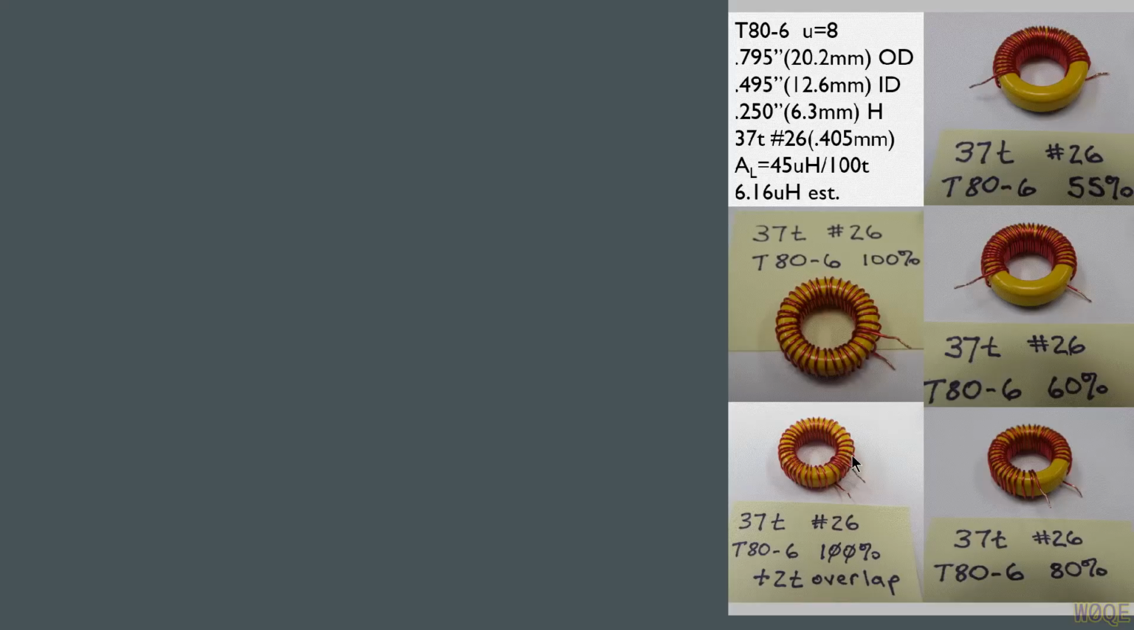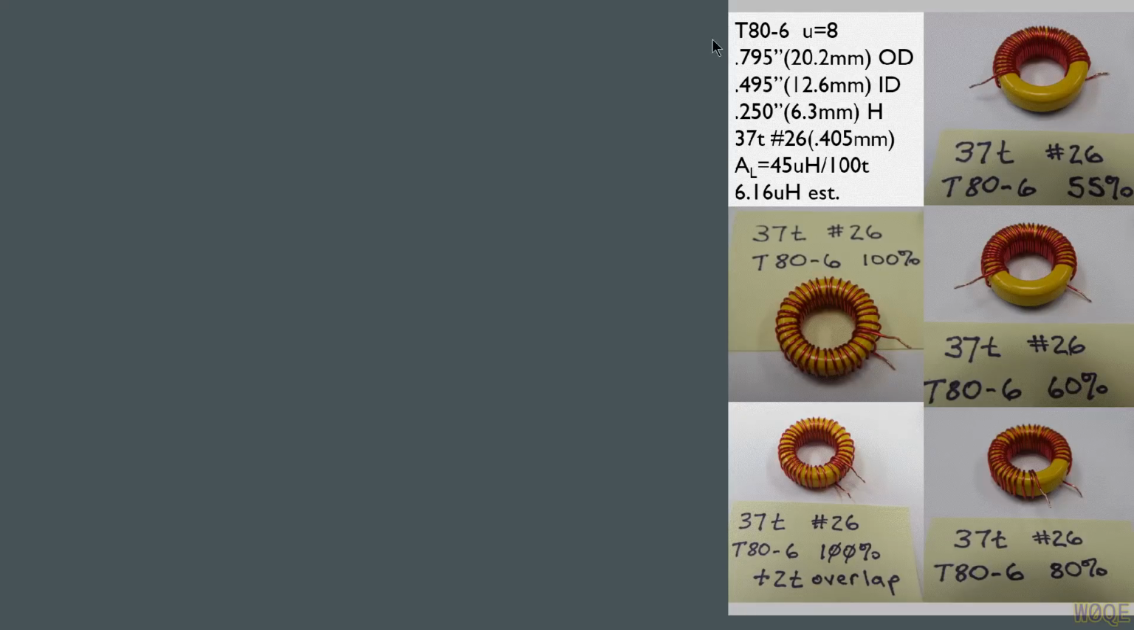I put them 100% of the way around, and then the next 2 turns I interleaved the turns on the other side. So if the turns were numbered 1 through 37, turns 36 and 37 would be interleaved between turns 1 and 2 and turns 2 and 3. And that's just how I wound them.